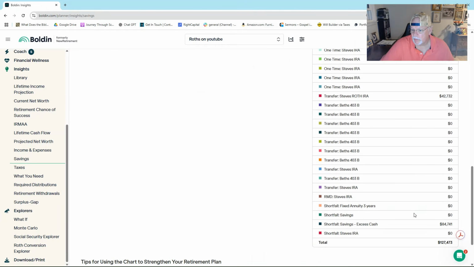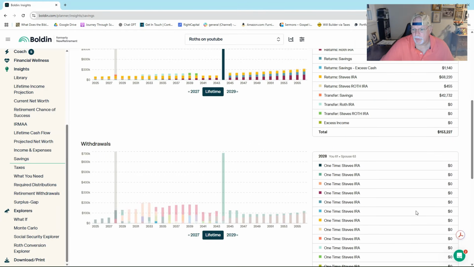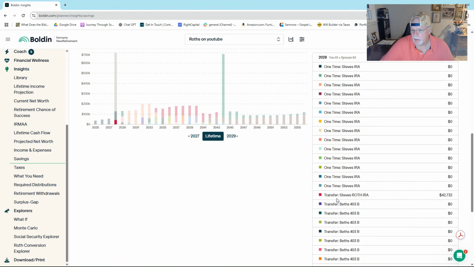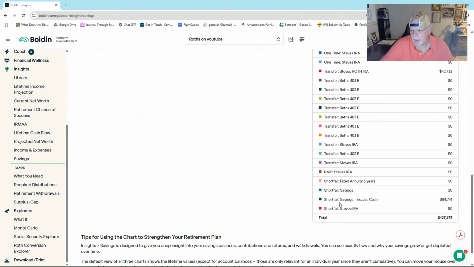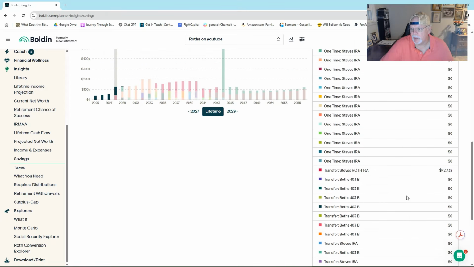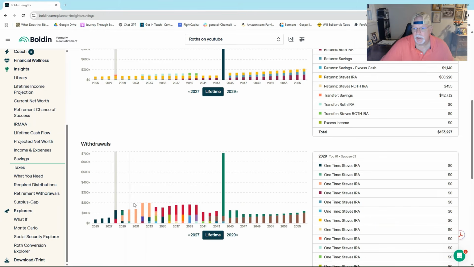Yeah. Looks like they're putting in some Roth conversions. It's kind of weird. Transfer from Steve's Roth IRA, $42,000. This is what kills me. I don't understand. This is a shortfall. That's fine. Not sure what this Roth IRA is because they shouldn't start until I'm 65. Let's see what else we got going here.